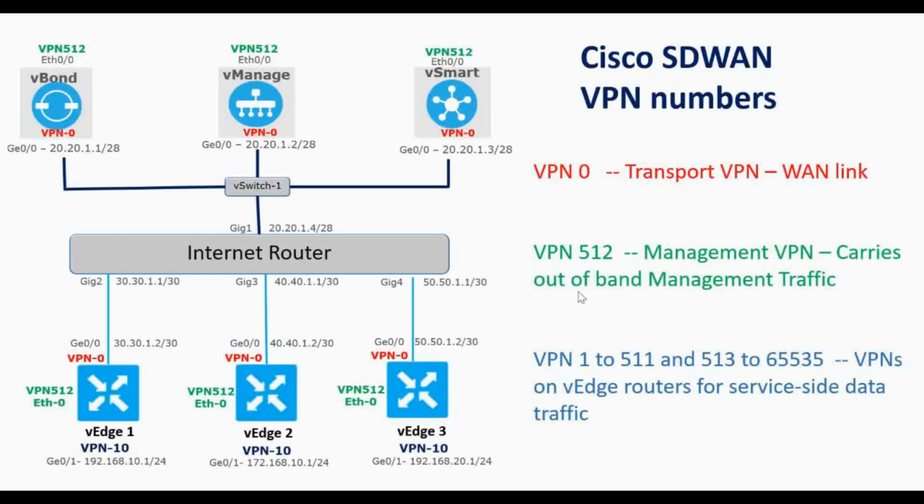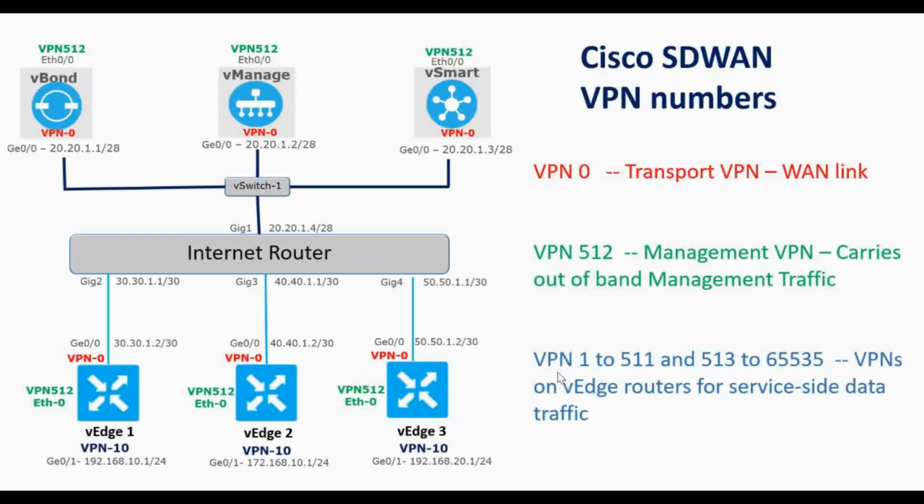It carries the out-of-band management traffic. So VPN 512 in Cisco SD-WAN is always used for your management access. So VPN 0 and VPN 512 are fixed values. We cannot change them. VPN 0 should be used only for transport, and VPN 512 is used for your management.